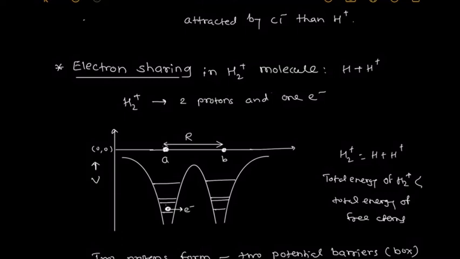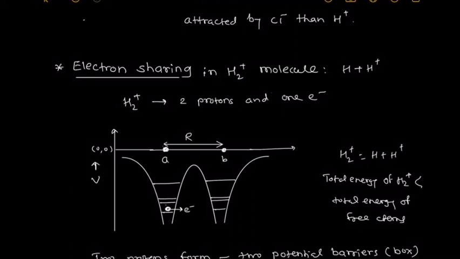Now, the probability of tunneling decreases only when the separation between the two protons goes on increasing. Hence, for the formation of the H2 plus stable molecule, there must be covalent bond formation between the two protons by sharing of the electron between them, and the wave functions should overlap.